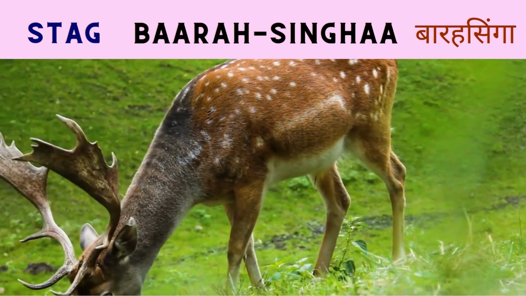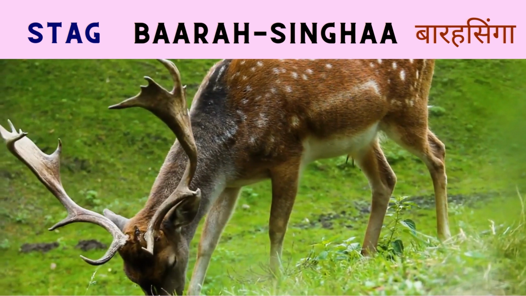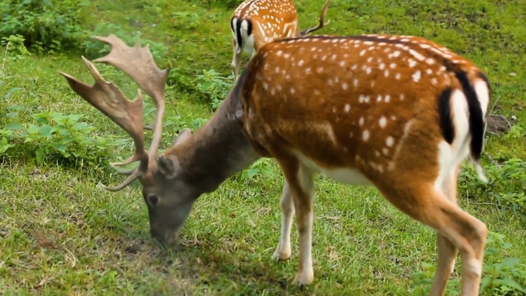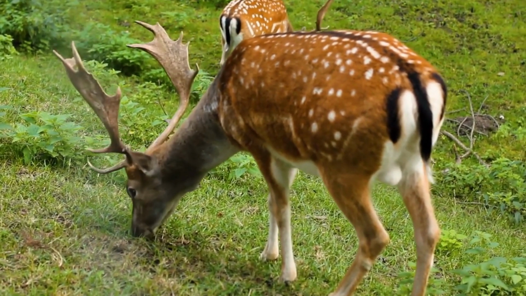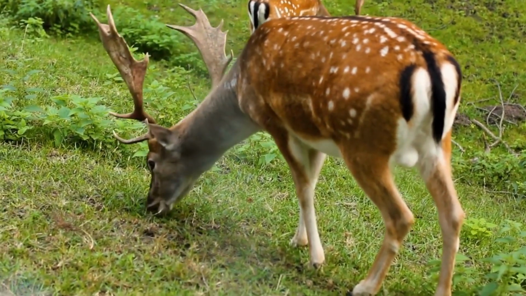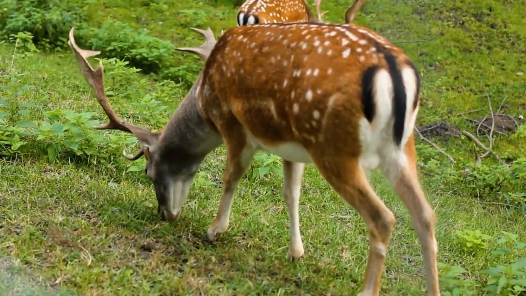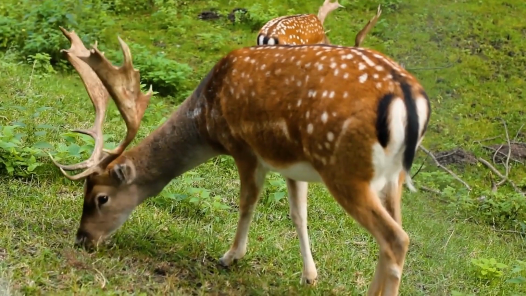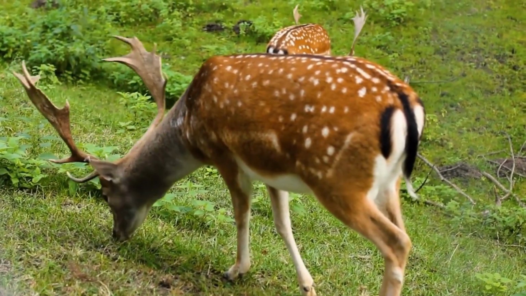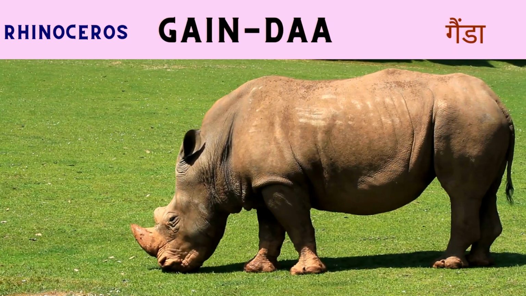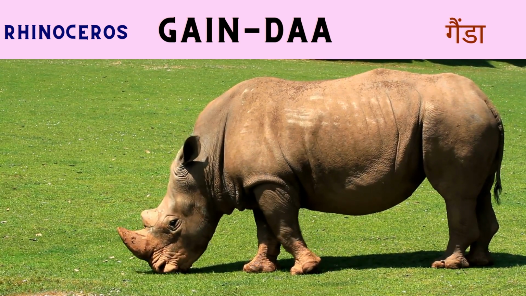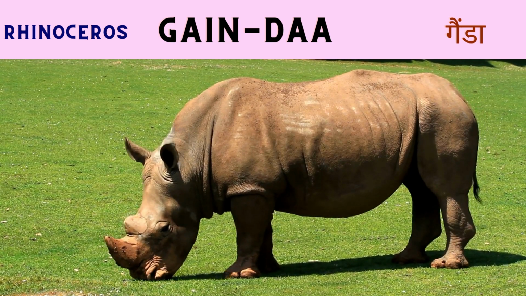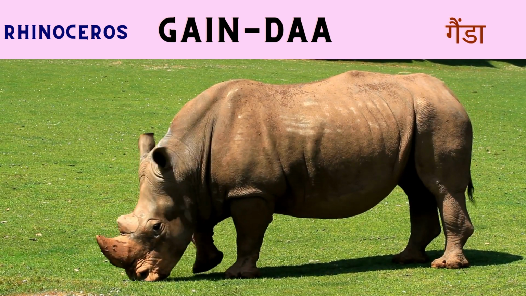Then comes stag. Stag is known as Barasingha. Basically, Bara refers to 12 and Singha means horns. Most of the animals have 2 horns, but a stag has many horns and therefore it is known as Barasingha. Then comes rhinoceros. Rhinoceros is known as Gainda.